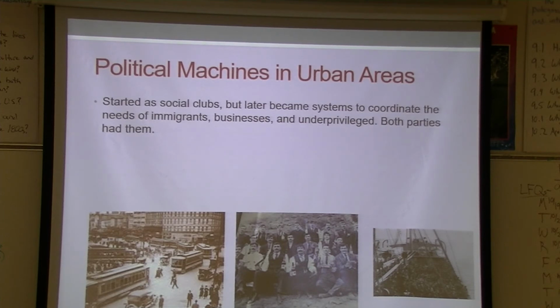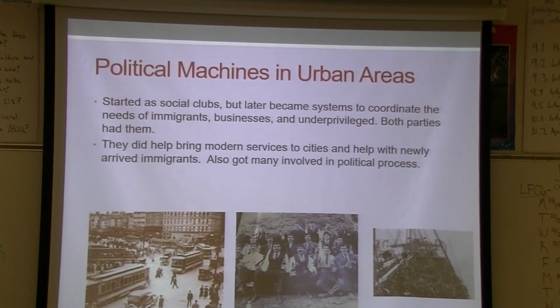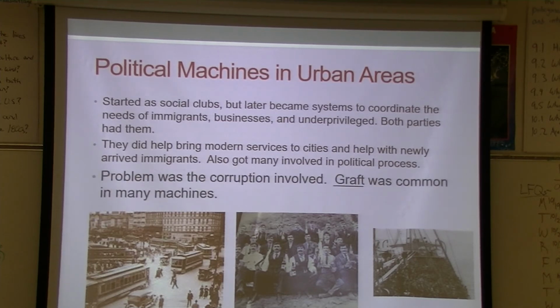Now, the political machines are the things that you need to focus on here. They started out as social clubs, as we'll see in the scene from Far and Away. You would have these ward bosses that would help out these immigrants. They would get them jobs. They would give them places to live. But what they wanted in return was to make sure that they're able to vote. Now, they did good things in helping them, and it got them involved in the political process. But the major negative was the corruption. And both Republicans and Democrats had it.